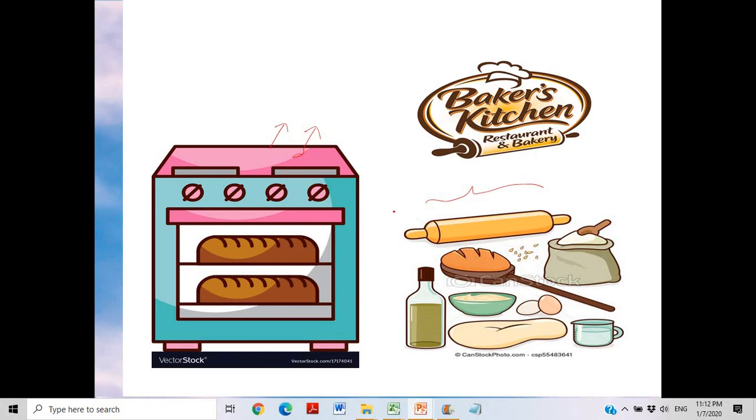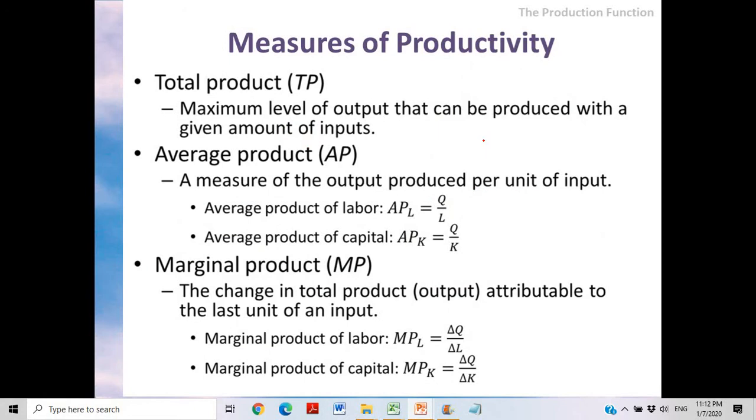Okay, if we want to produce more bread, we have to have 2 ovens, 3 ovens, unless you have reached your maximum capacity just now. All right, so that one is short run and long run, and a little bit on variable and fixed input. I think you also have learned that in your other subjects.